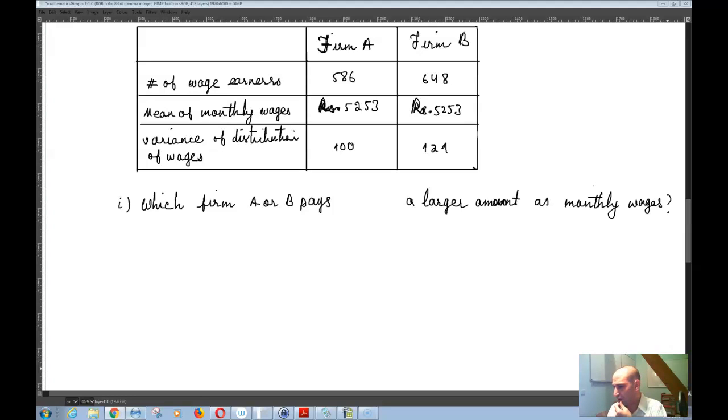Okay, in B. Thus the firm B pays the larger amount as monthly wages, as the number of wage earners in firm B are more than the number of wage earners in firm A. Okay, so that's basically the same thing. All you need to do is write this properly, rupees and rupees.